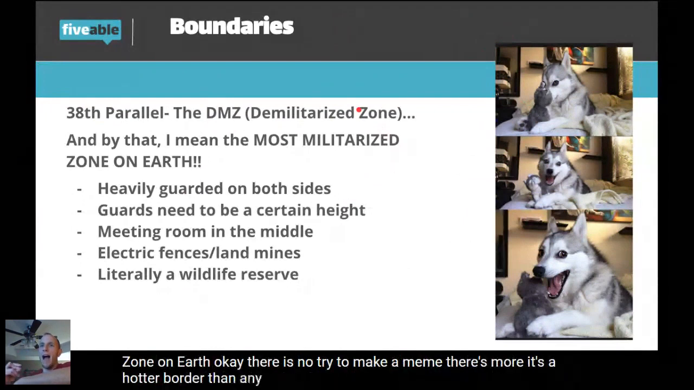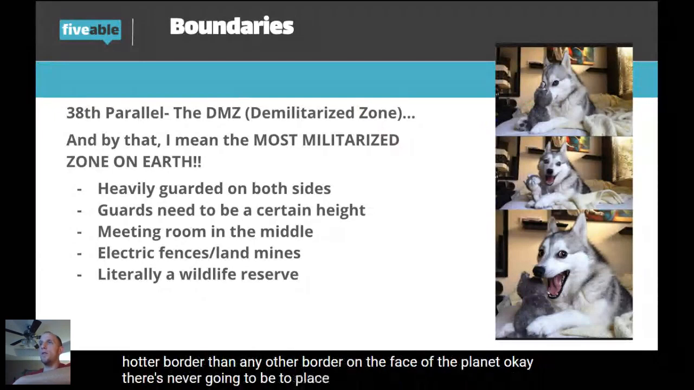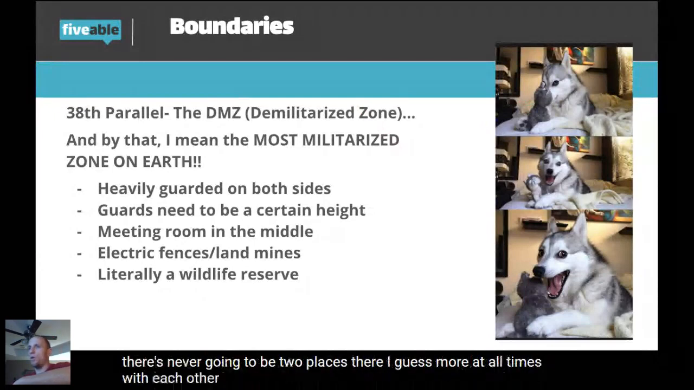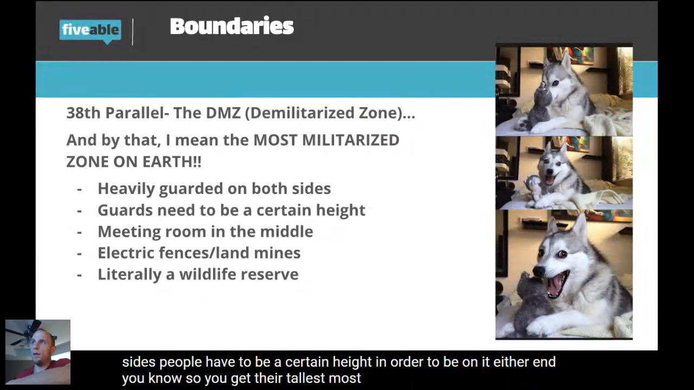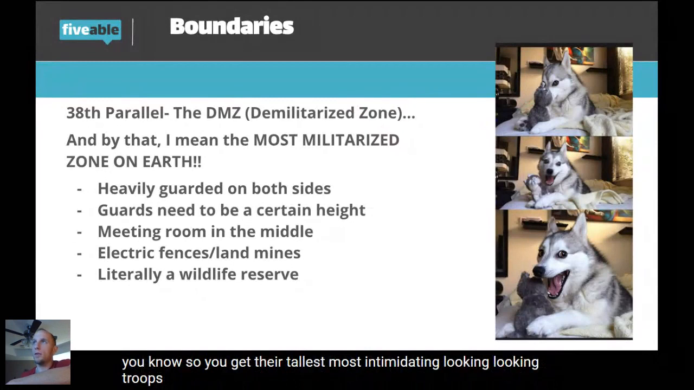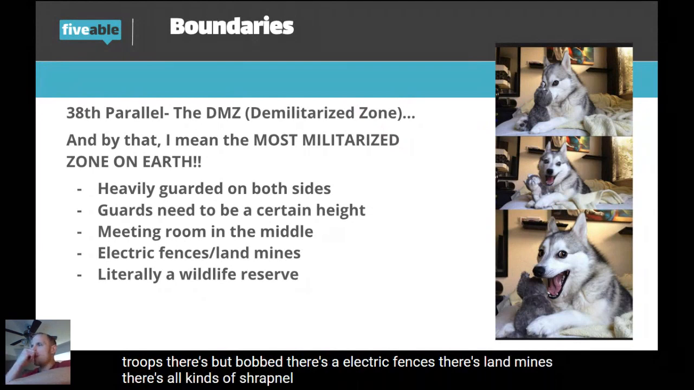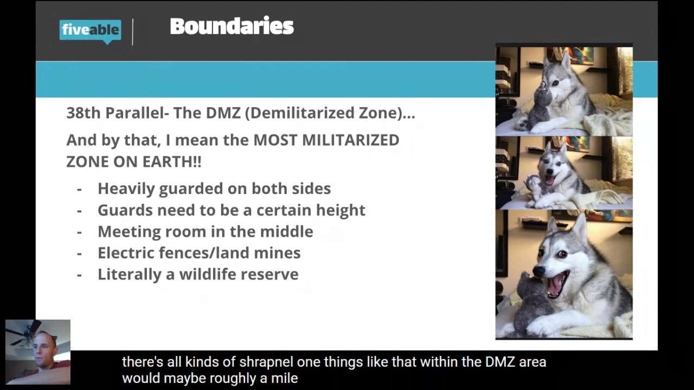It's a hotter border than any other border on the face of the planet. There's never going to be two places more at arms with each other than that place right there. It's heavily guarded on both sides. People have to be a certain height in order to be on either end, so you get their tallest, most intimidating looking troops. There's electric fences, landmines, all kinds of shrapnel and things like that within the DMZ area, maybe roughly a mile between the two sides.